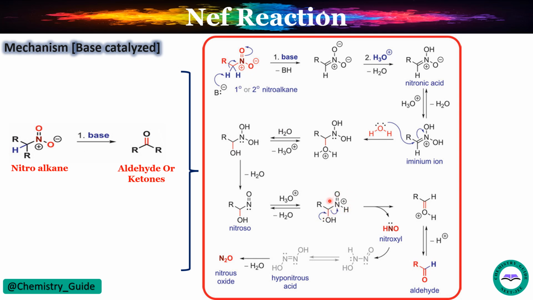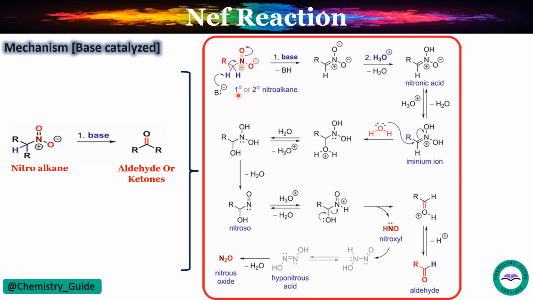So in this reaction, HNO, that is nitroxyl, is liberated. So it is a leaving group, and we get the protonated carbonyl compound. This protonated carbonyl compound is deprotonated to give an aldehyde, and the byproduct formed, that is nitroxyl, is sequentially converted to nitrous oxide following the intermediate hyponitrous acid. So, in base catalyzed reaction, the iminium ion is formed, which is the key intermediate in the Nef reaction.